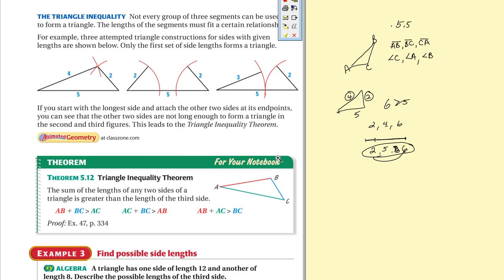All right, we're going to talk in the next video about side lengths. So let me save this one.